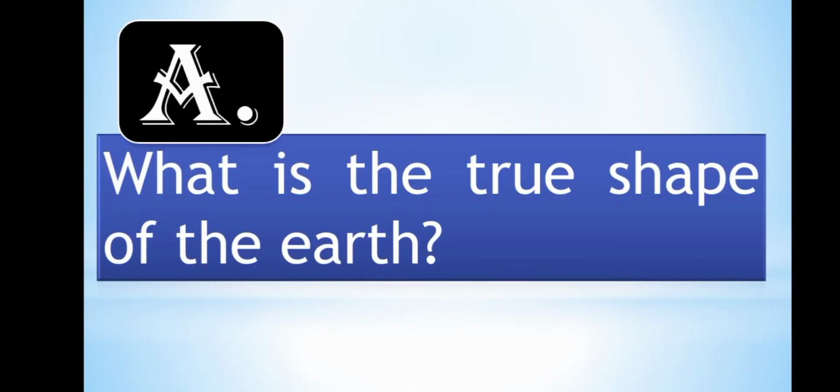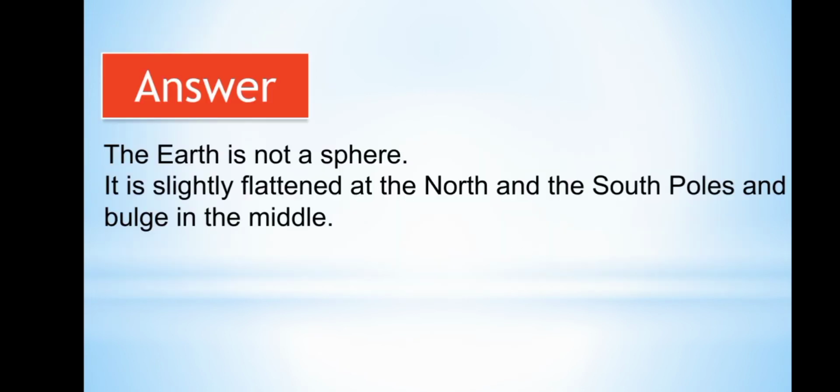The first question is, what is the true shape of the earth? So the true shape of the earth is not a sphere. Earth is not a sphere. And second, you need to add in your answer, it is slightly flattened at the north pole and at the south pole. So earth is not a perfect sphere, it is slightly flattened at the north pole and south pole, and in the middle part it is bulging. So you need to remember it. So here we have done.